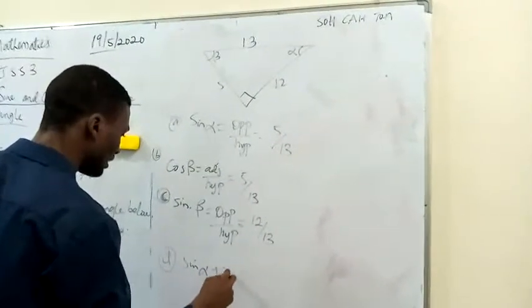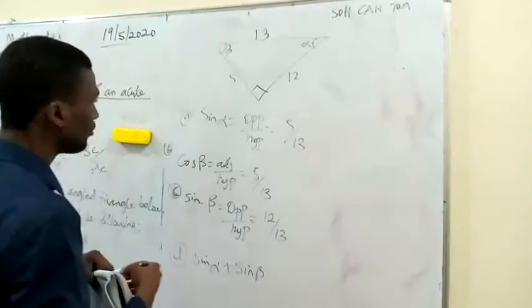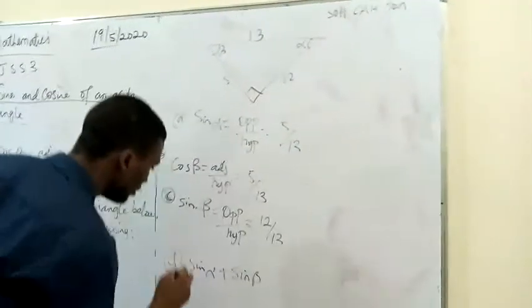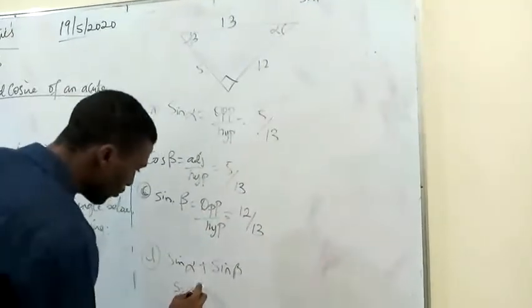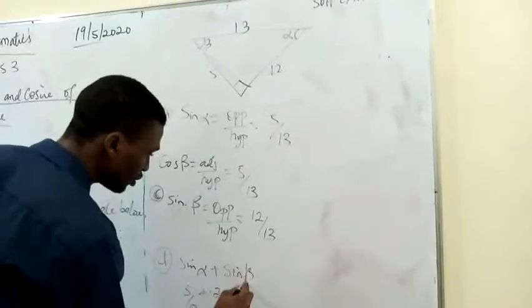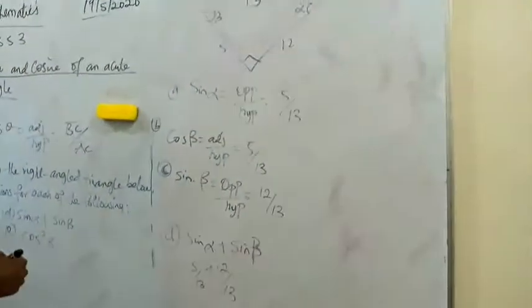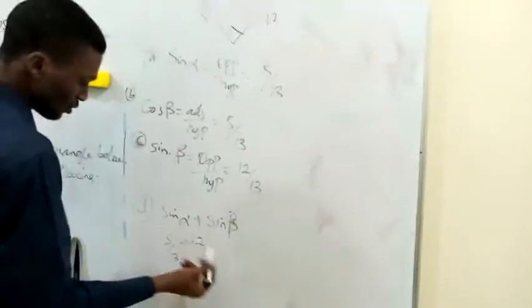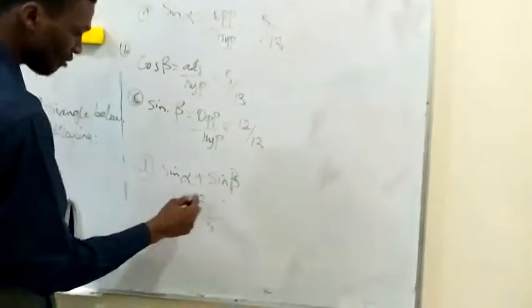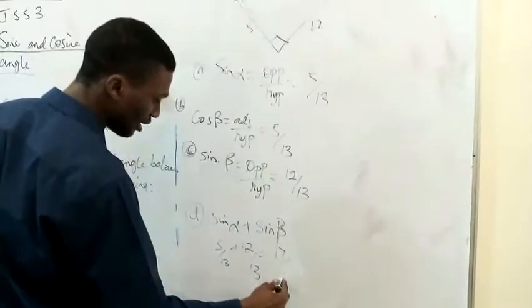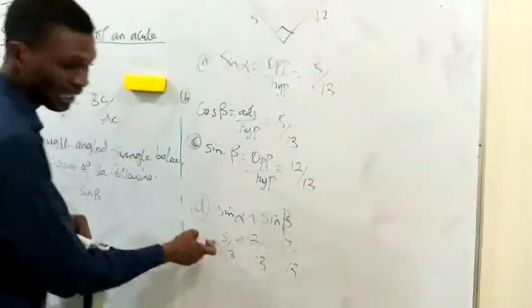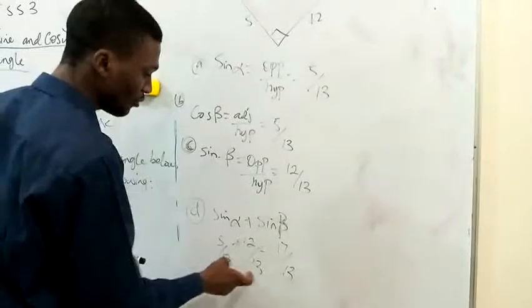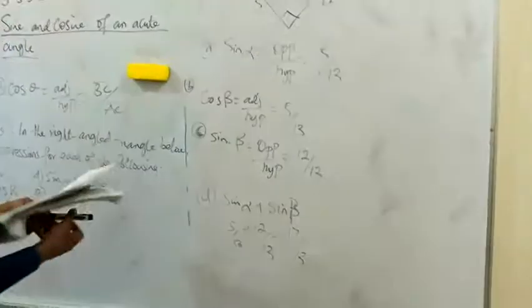Here we have sine alpha plus sine beta. We have done sine alpha before, 5 over 13. We have 5 over 13 plus sine beta, which is 12 over 13. So we add these two fractions. Since we have the same denominators, we can just add the numerators. 5 plus 12 gives us 17 all over the common denominator 13. If you have the same denominator, you just add the numerators. 5 plus 12 is 17 all over 13.